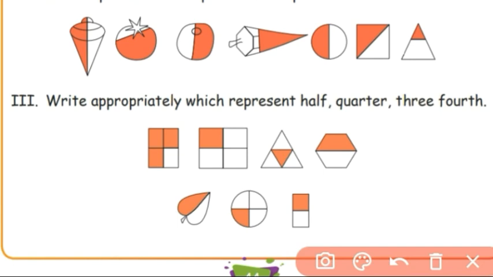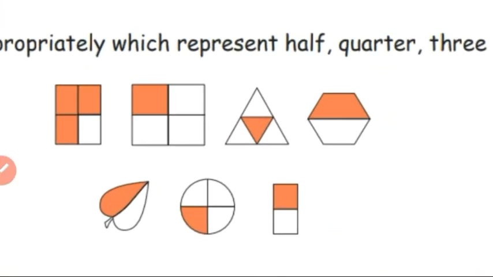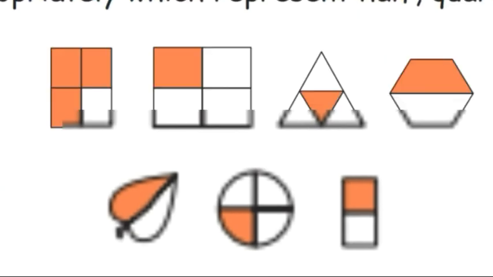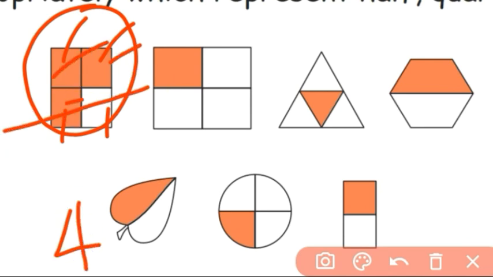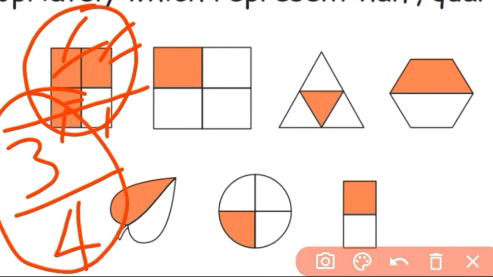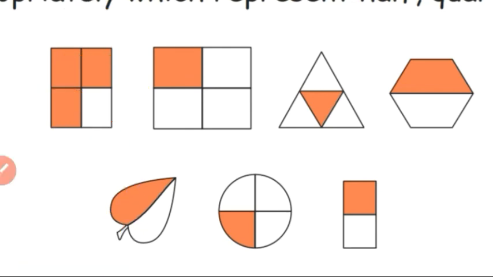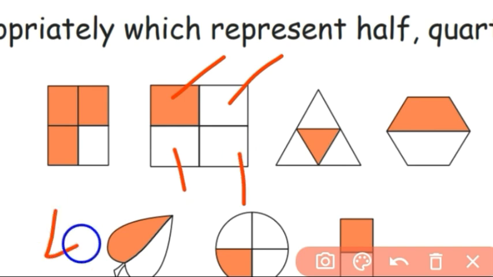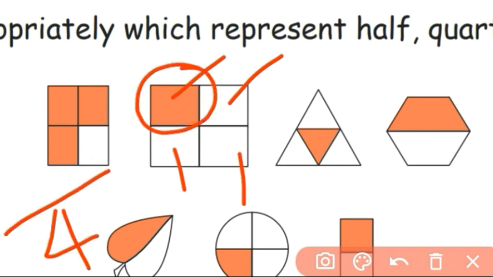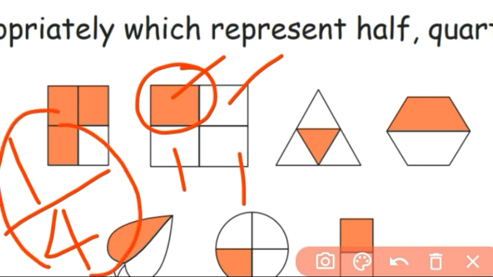Write appropriately which represents half, quarter, 3/4. See this picture. The total number of parts is 1, 2, 3, 4. Colored parts are 1, 2, 3. 3 by 4. Next, the number of columns is 1, 2, 3, 4, and one portion is colored. So 1 by 4. 1 by 4 means it's a quarter.